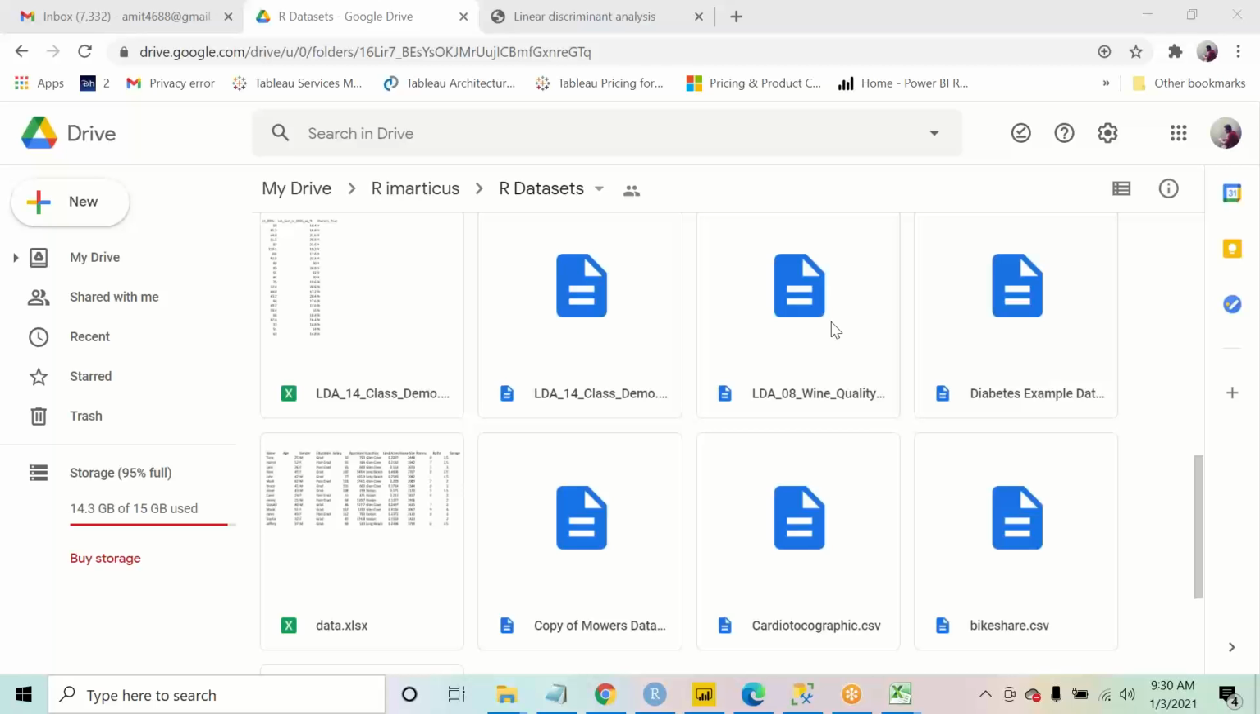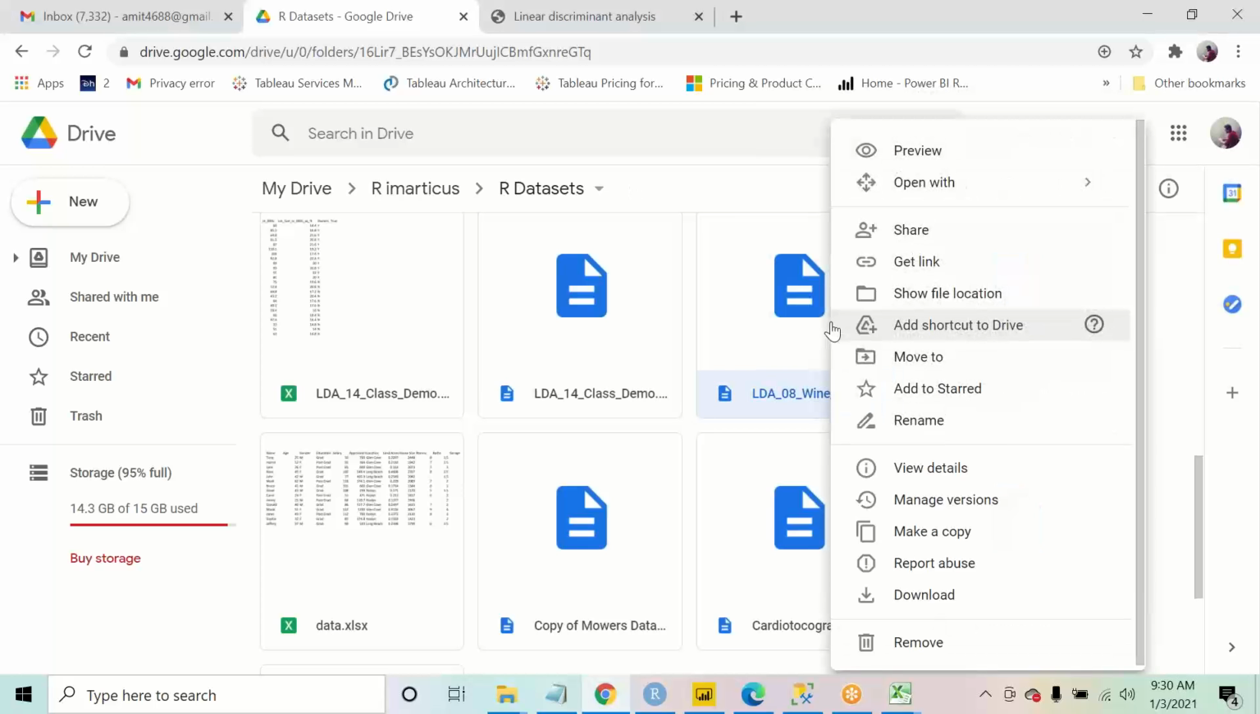This is the file LDA08. Please download this file. Okay, class. I'll just be back in a minute, right?